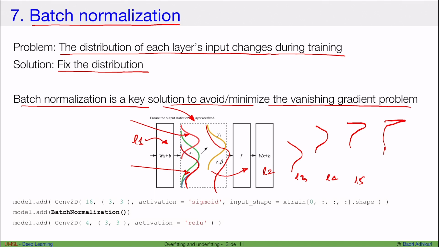Adding batch normalization layers is very easy. Say we have a convolutional neural network model with a first convolutional layer and a second convolutional layer. All we have to do is add a batch normalization layer between any two layers that we want. It then normalizes, fixing the distribution of the previous layer before it gets sent to the next layer. One of the problems with batch normalization is that it slows down the training. But otherwise, batch norm is key to training really deep neural network models.